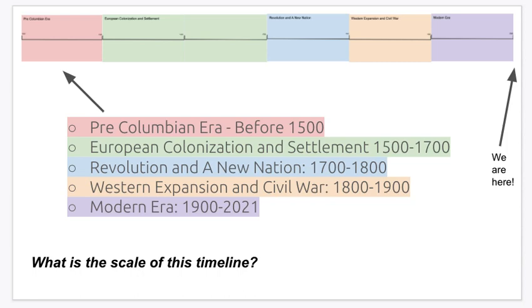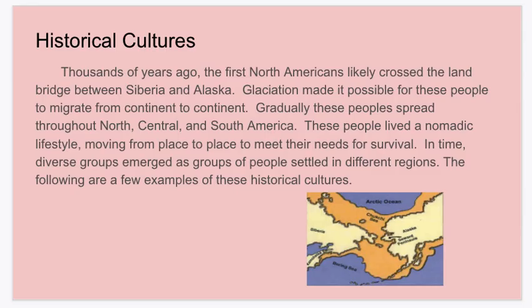Let's talk about pre-Columbian societies quickly. So before the Europeans arrived in what we now call the United States, there were a number of societies that were already established in the area. Thousands of years ago, the first North Americans likely crossed the land bridge between Siberia and Alaska. Glaciation, or big, huge sheets of ice, made it possible for these people to migrate from continent to continent over what is now the ocean. Gradually, these people spread throughout North, Central, and South America.